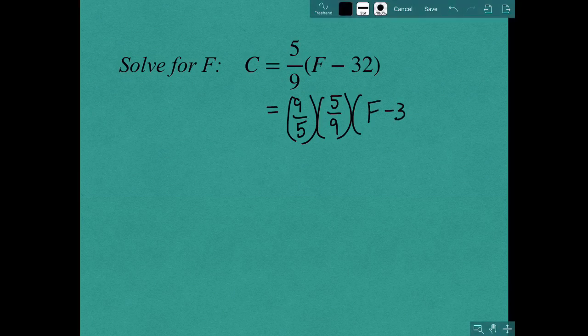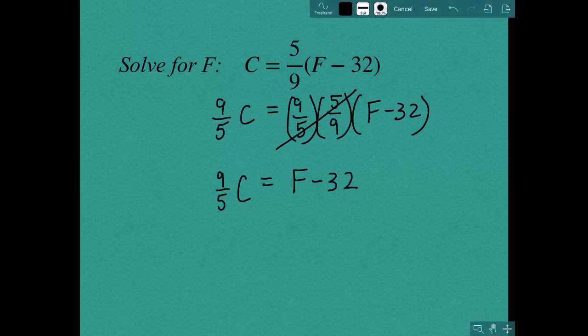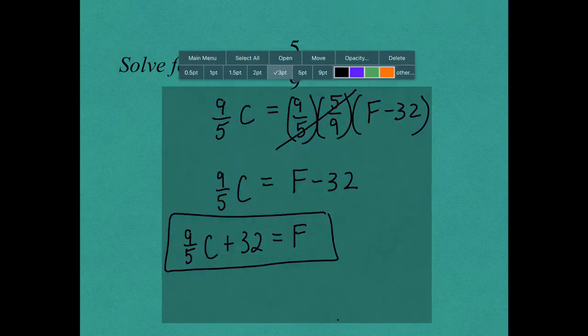So we can multiply by 9 over 5 on the right-hand side. But if I do that on the right-hand side, I have to do it on the left-hand side as well to keep things balanced. So what happens is that's gone. We have 9 over 5c equals f minus 32. And then to get f by itself, we'll add 32 to each side. And that is our solution.